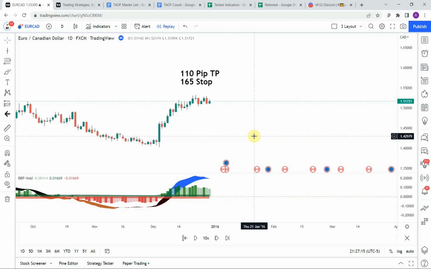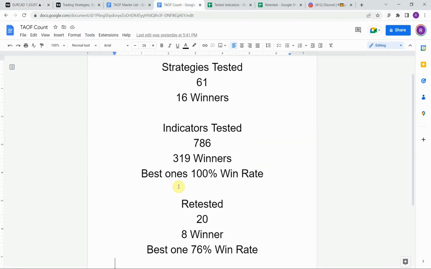All right, as I said, today we will be testing the bull bear power trend void indicator. Before we do though, I wanted to put the testing scoreboard up for everyone to see. So to date, we have tested a total of 61 different strategies, with 16 of them being profitable. We've also tested a total of 786 indicators, with 319 of them being winners. The best ones so far were able to achieve a 100% win rate.